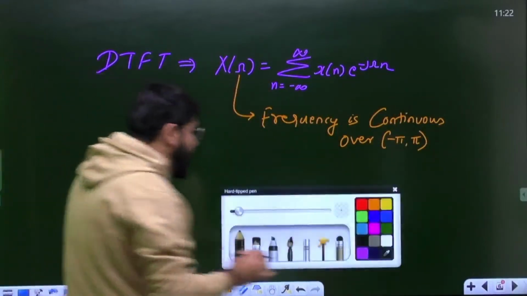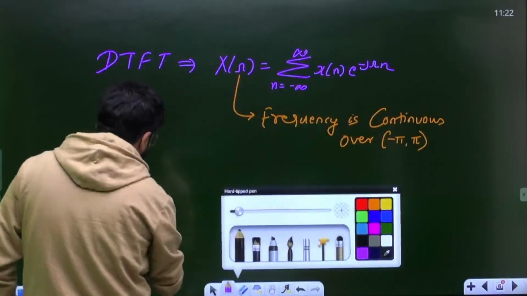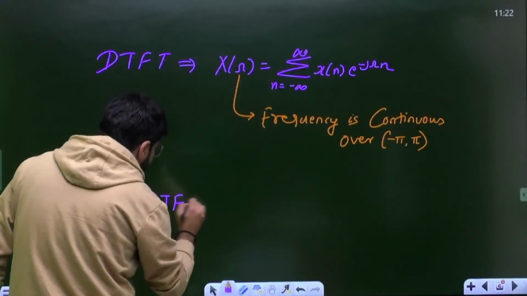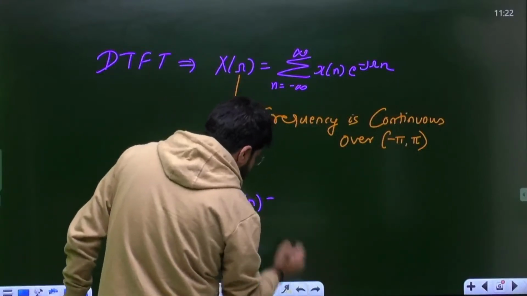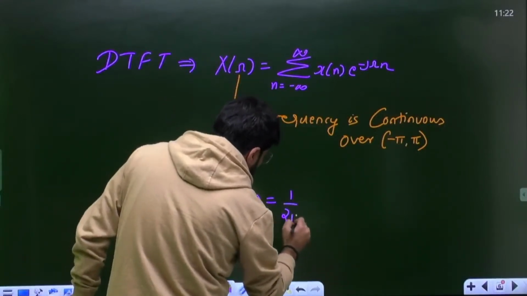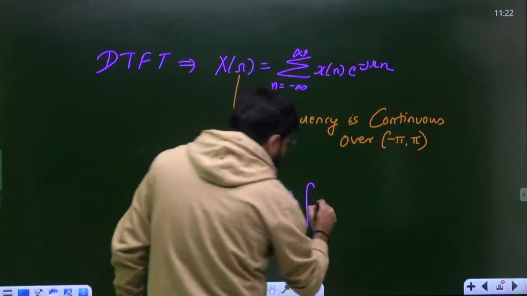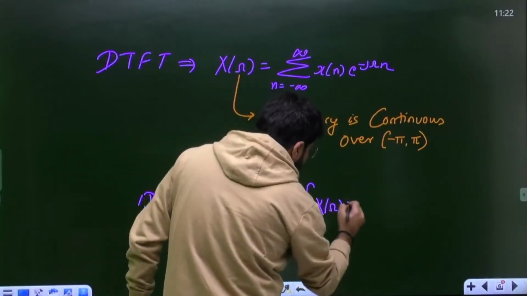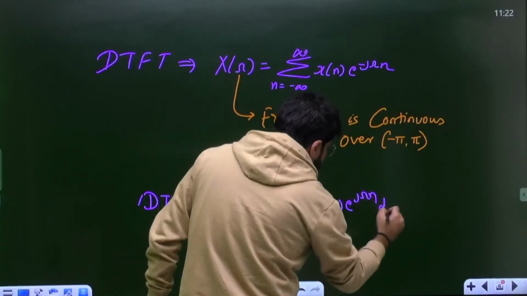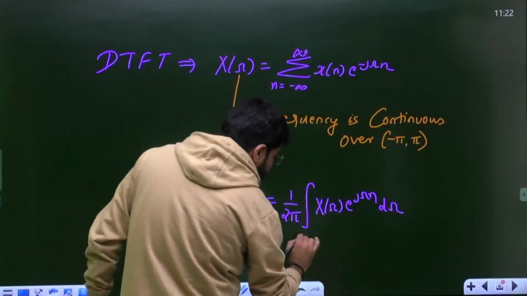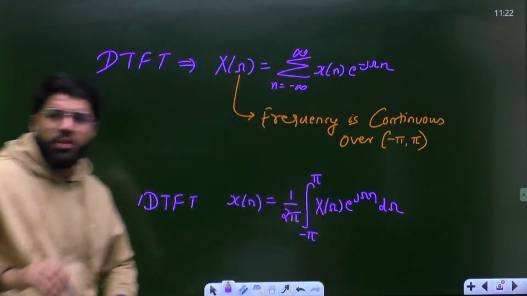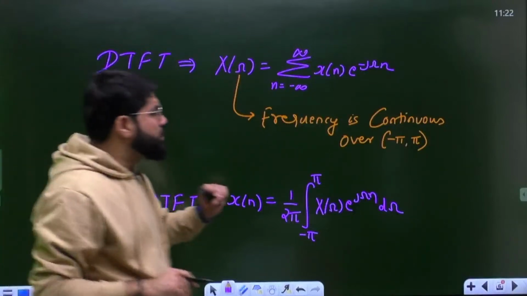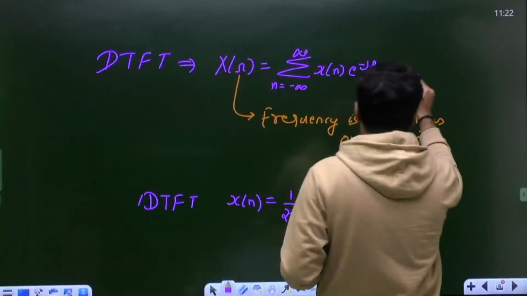And if I write down the IDTFT formula, x[n] is then represented as 1 upon 2 pi integral over one time period of X(omega) e power j omega n d omega, where this integral, as I told you, is for one time period, or suppose I take one time period as minus pi to pi, because any DTFT is periodic with the period of 2 pi.